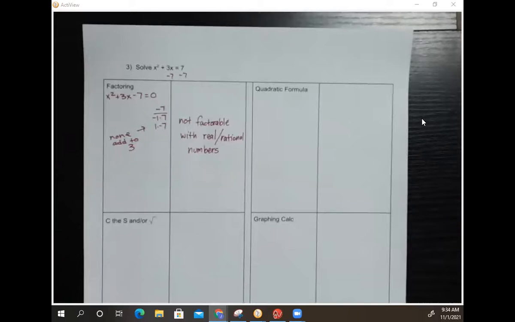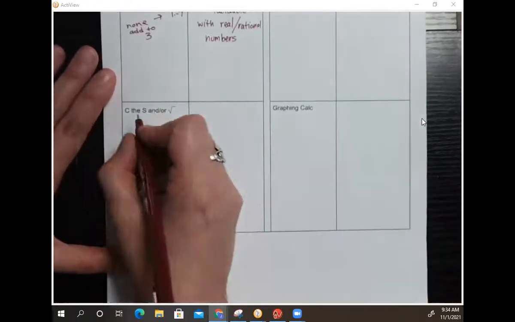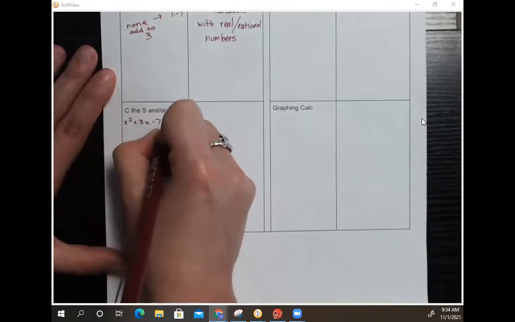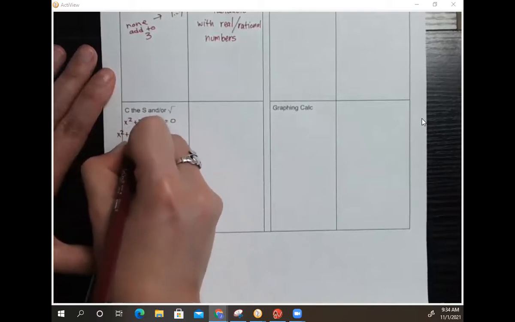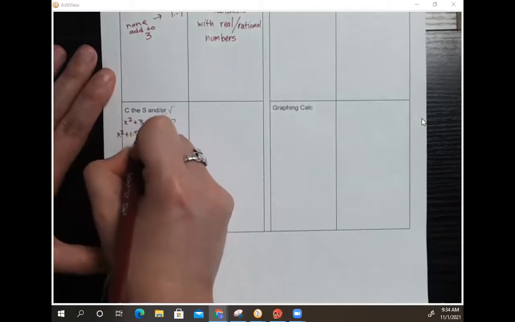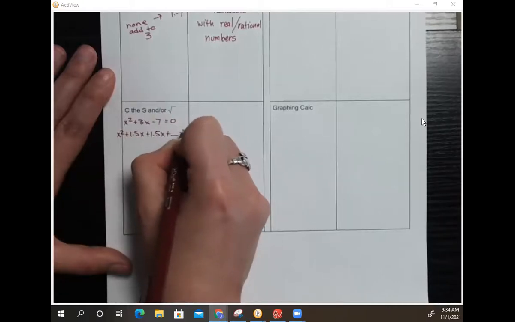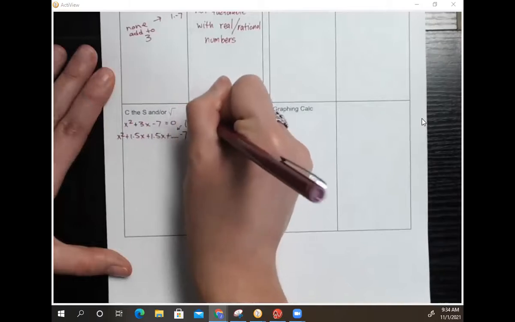So let's try completing the square / square root method. Since I have x squared and x, I know I'd have to complete the square before I could use square roots. So I'm going to start with my sort of standard form there. I want to split the middle term. So that 3 split in half would be 1.5 plus 1.5 plus something minus 7 minus the something. And then to fill in the blanks, I would need 1.5 squared.